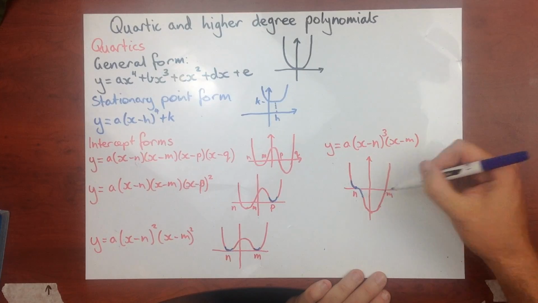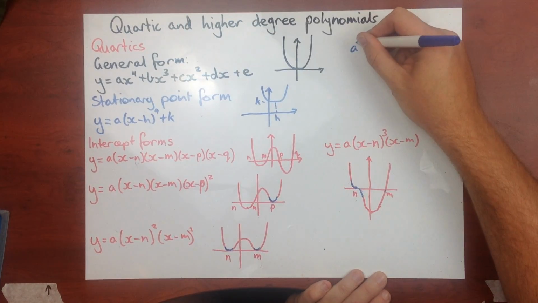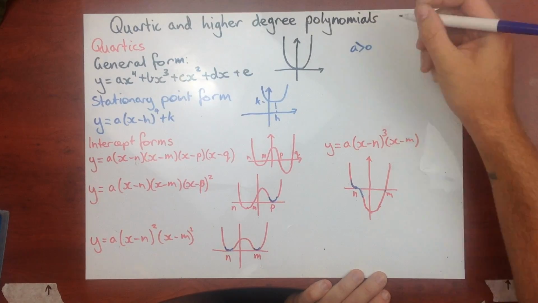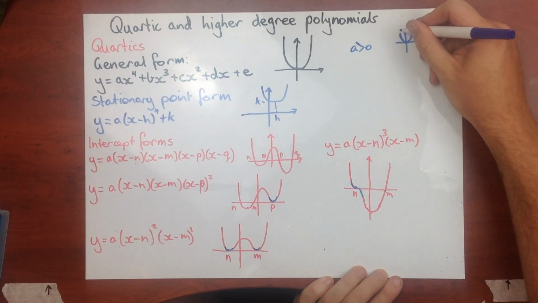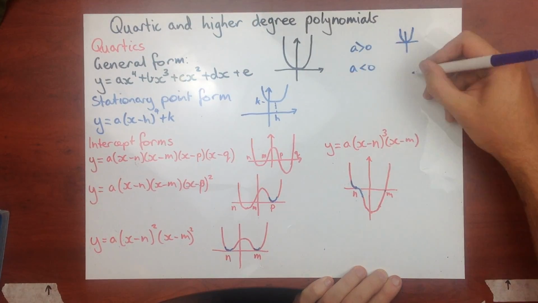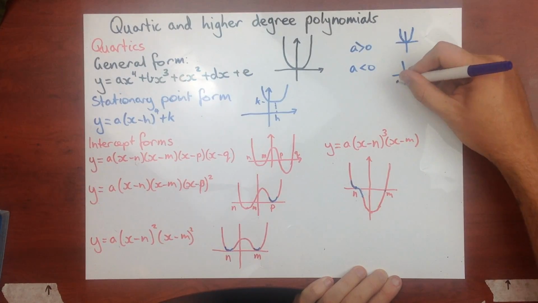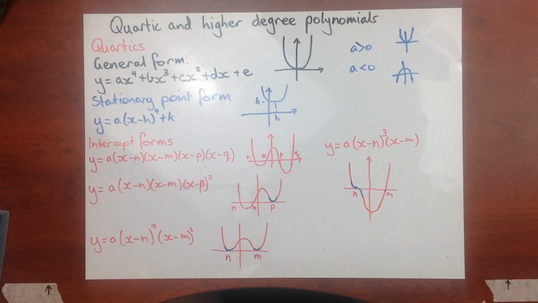Of course, we'll have this other one here. What does a do for this? Well, a does exactly what you expect. When a is bigger than 0, it's concave up, like our parabolas, and when a is less than 0, it is concave down. That's all the difference is for our values of a.